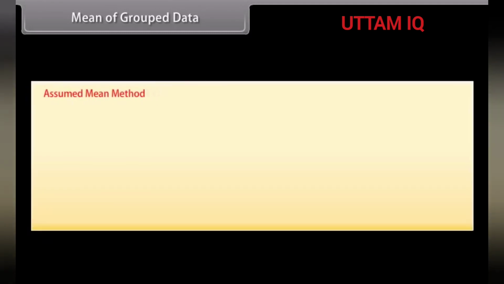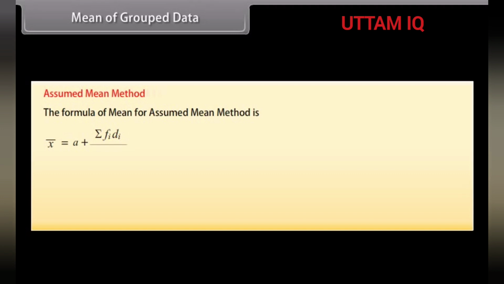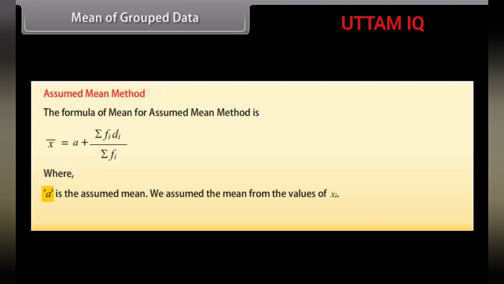Mean of grouped data. Sometimes the product of xi and fi becomes too large that this method becomes quite time-consuming. To get rid of calculations, we opt for assumed mean method. Assumed mean method. The formula of mean for assumed mean method is assumed mean a plus summation of the product of fi and di divided by summation of fi, where a is the assumed mean. We assume the mean from the values of xi. di is equal to xi minus a.